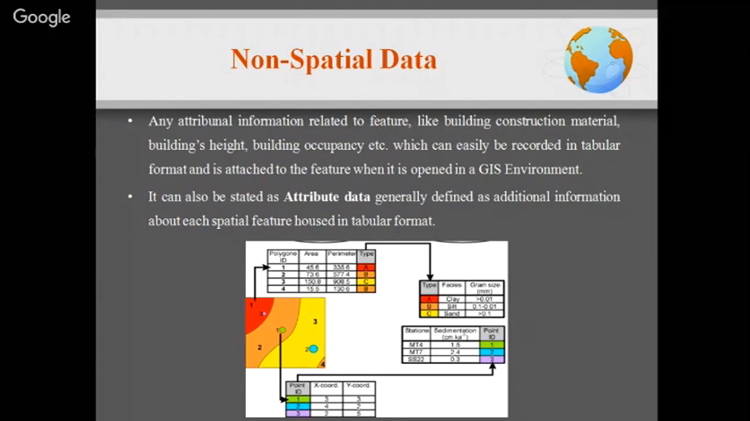It can also be stated as attribute data, generally defined as additional information about each spatial feature housed in a tabular format. Now, there is spatial data where you see a number of colors, 1, 2, 3. These are different regions or areas. But when you have attribute data, this is how you will have it. You can have area, you can have perimeter, you can have type.